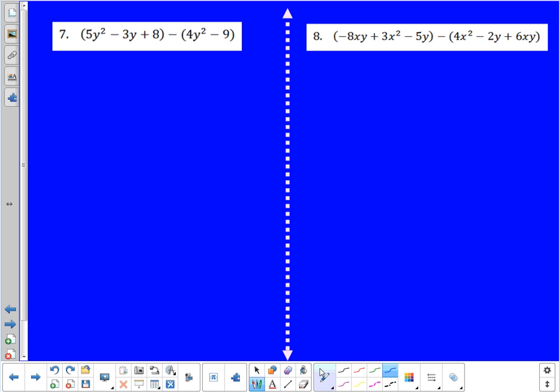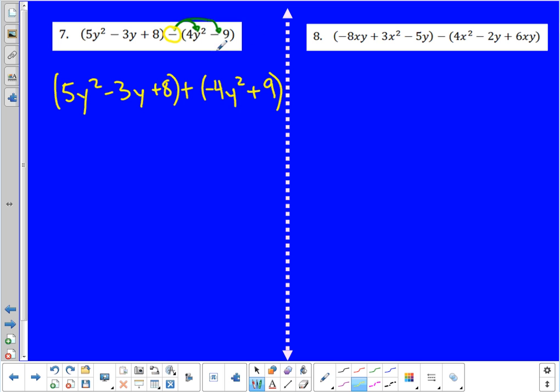Let's take a look at number 7. In number 7, the subtraction sign needs to distribute to everything behind it. So I'm going to take care of that. When I rewrite it, my first one stays the same, 5y squared minus 3y plus 8. My subtraction becomes addition, and behind it I have a negative 4y squared plus 9. Everything behind it becomes its opposite. So this 9 that was negative is now positive.